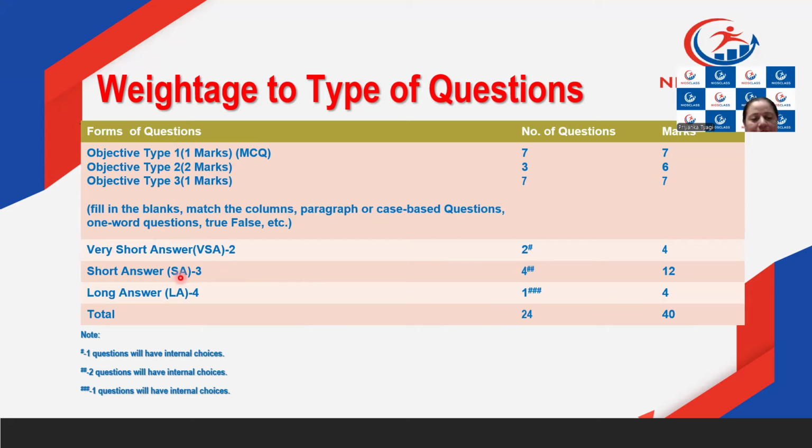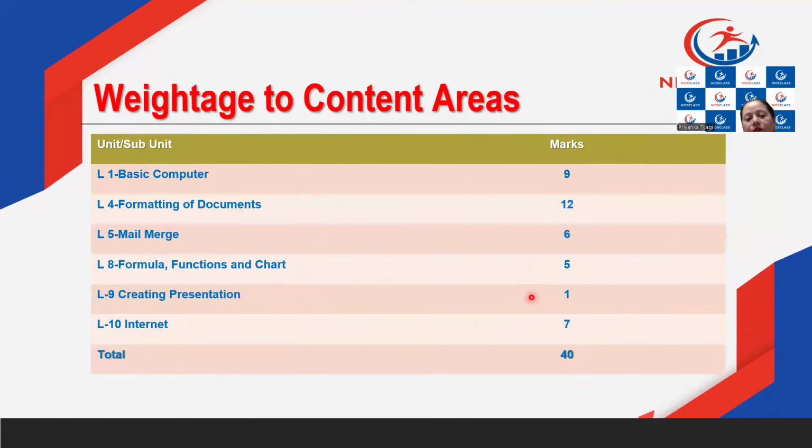3 varieties of questions are coming in subjective: very short, short answer and long answer. Very short questions are of 2 types. Short answer questions are 4 in number, and long answer questions are 1. And questions will have internal choice. The question having a single hash has 1 internal choice, and a question having 2 hashes means short answer questions have a choice in 2 questions, and the long answer question has a choice in 1 question. As you can see here, this is only 1 question. So this is the pattern or weightage.